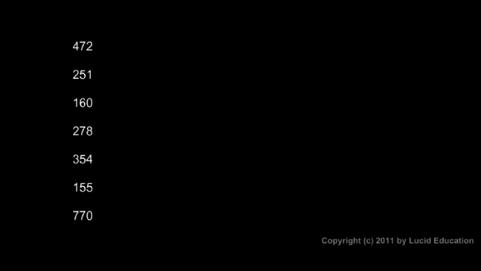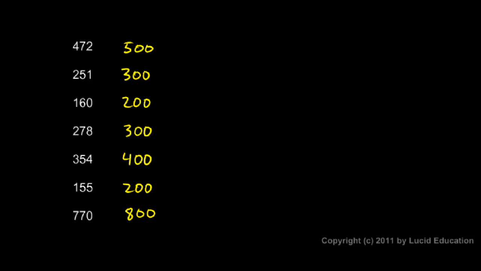So 472 to the nearest hundred, that's 500. 251 to the nearest hundred is 300. 160 rounds to 200. 278 rounds to 300. 354 rounds to 400. 155 rounds to 200, and 770 rounds to 800. Now all of those have been rounded to the nearest hundred. Now let's add them up.